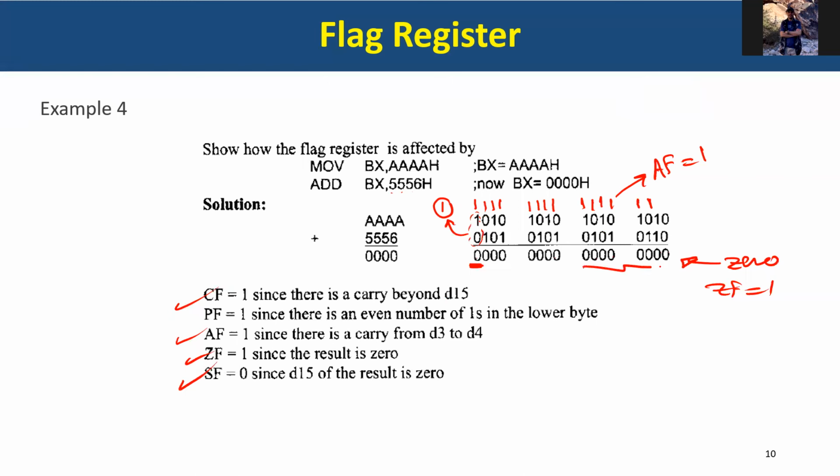For the parity, look at the first 8 bits. The number of ones is 0, which is an even number, so the parity flag should be 1. Okay.